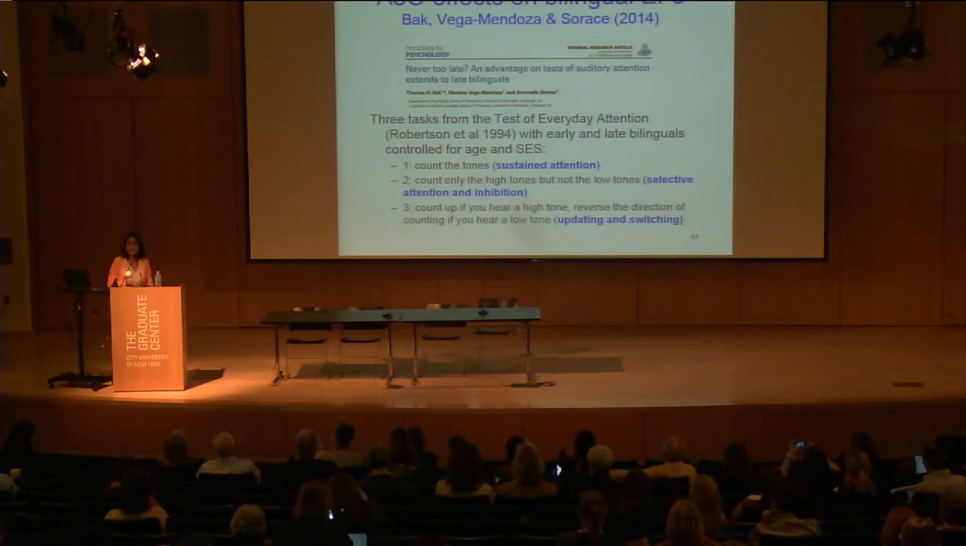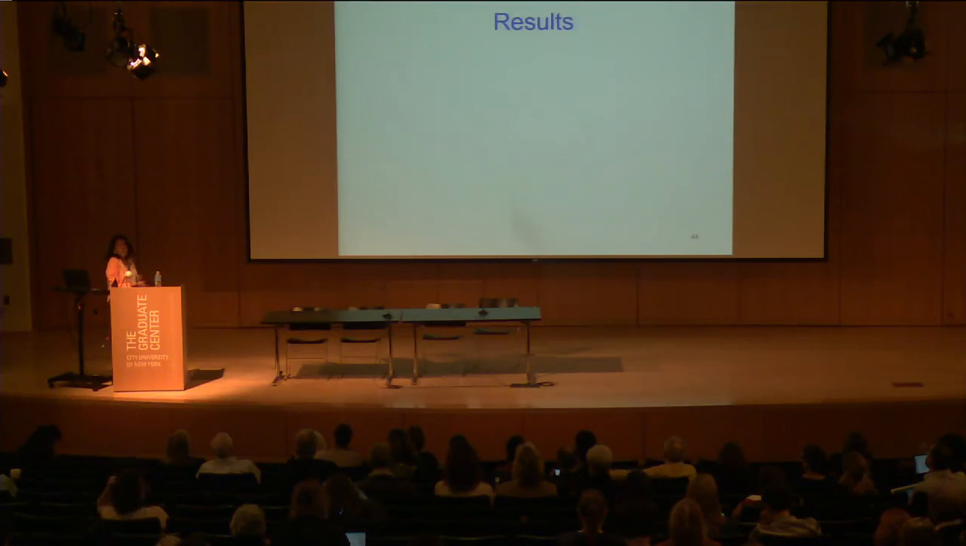And in the third part, you have to pay attention to a cue that tells you whether to count upwards, so 1, 2, 3, 4, 5, or whether to start counting backwards. So if you hear a high tone, you reverse the direction of counting. So if you are at 6, you start going 5, 4, 3, 2, 1. So that tests selecting, updating, and switching. So you have to pay attention to the cue, incorporate the cue, change your behavior, and update your mental model of the problem accordingly.